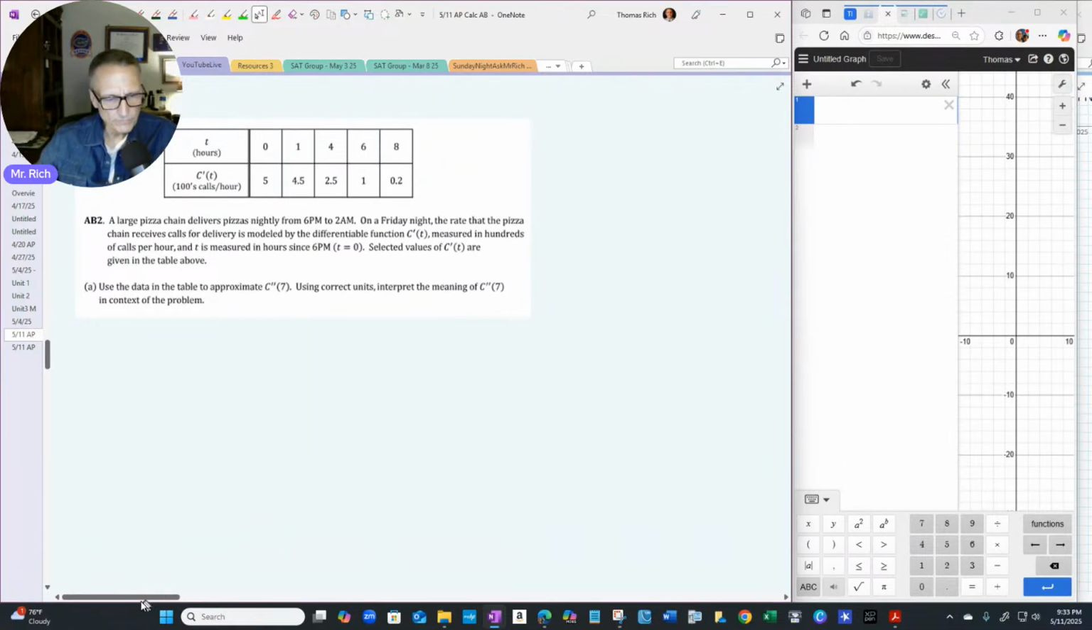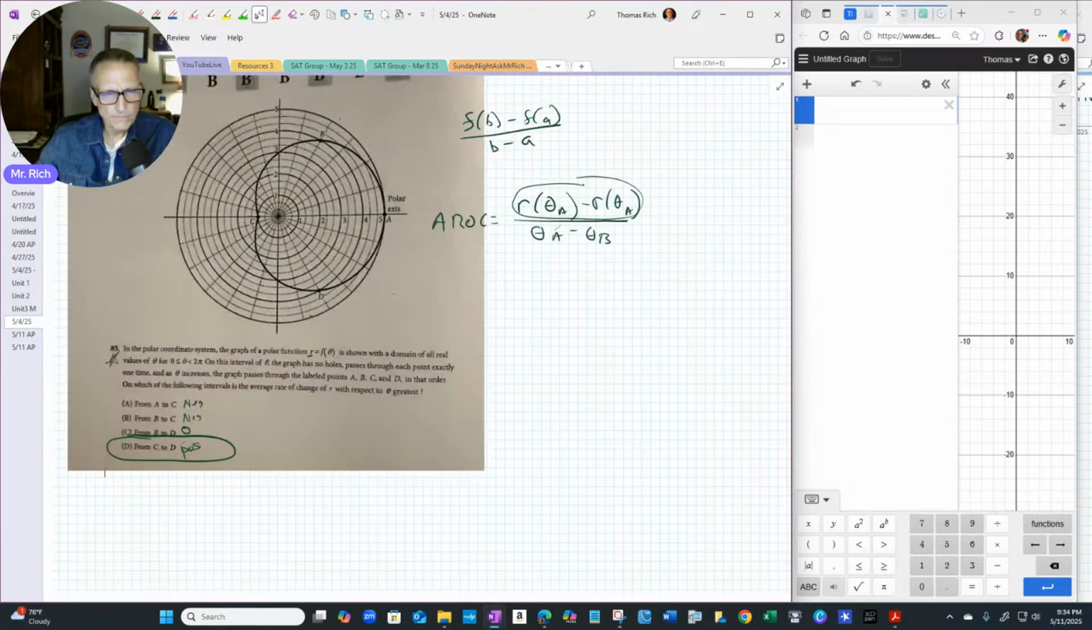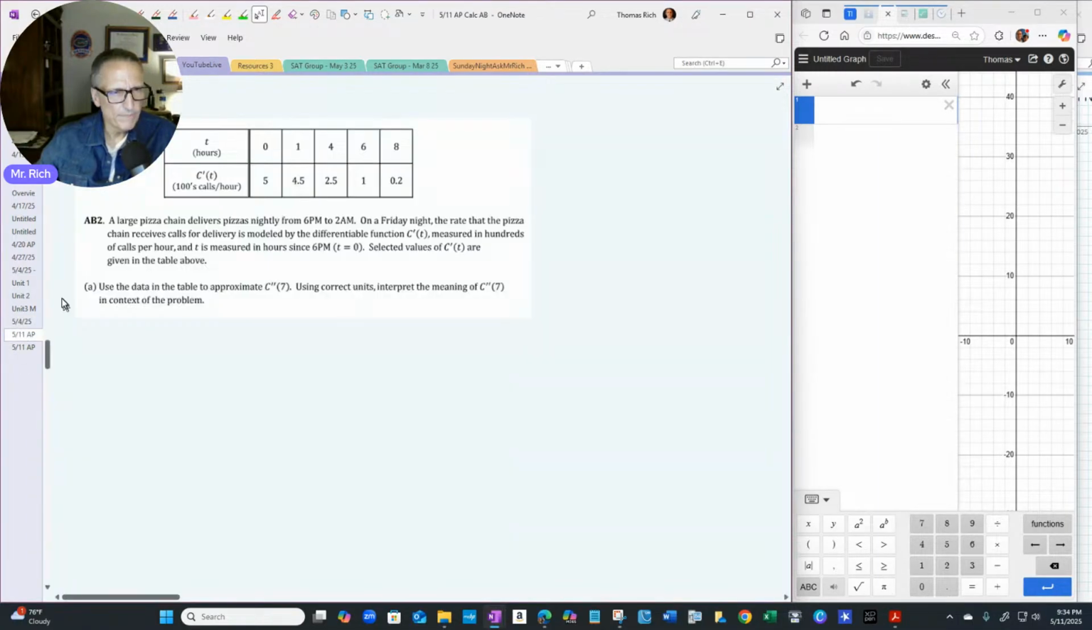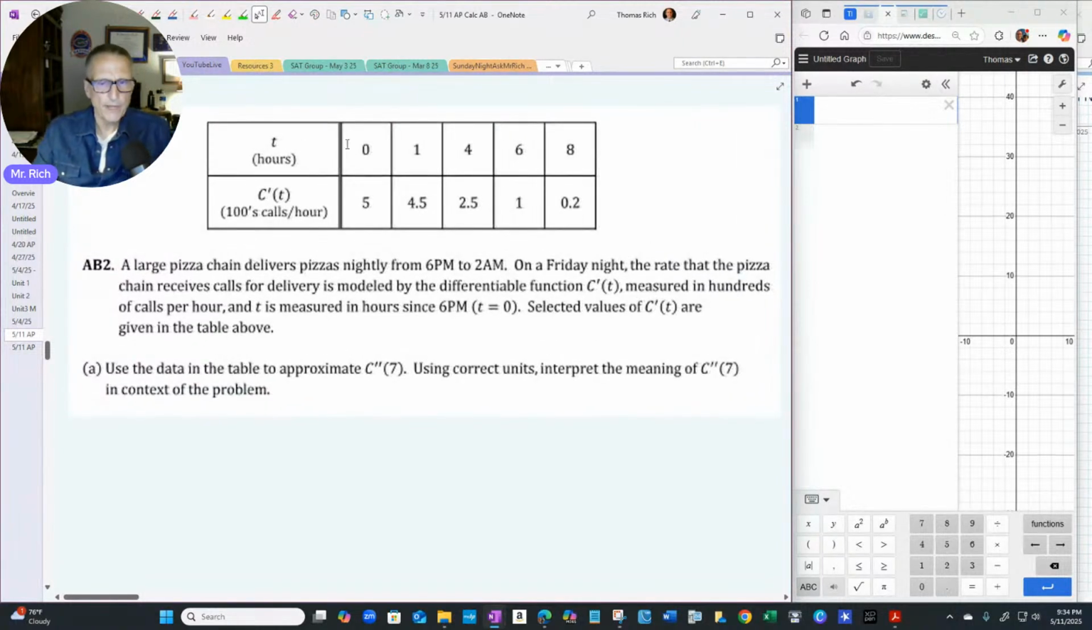This one involves a table of values, and we're going to do some approximations here. Let's go back here. So this says a large pizza chain delivers pizzas nightly from 6 p.m. to 2 a.m. On a Friday night, the rate that the pizza chain receives calls for delivery is modeled by the differentiable function C prime of t, measured in hundreds of calls per hour, and t is measured in hours since 6 p.m. Selected values of C prime of t are given in the table. Use the data in the table to approximate C double prime of 7.